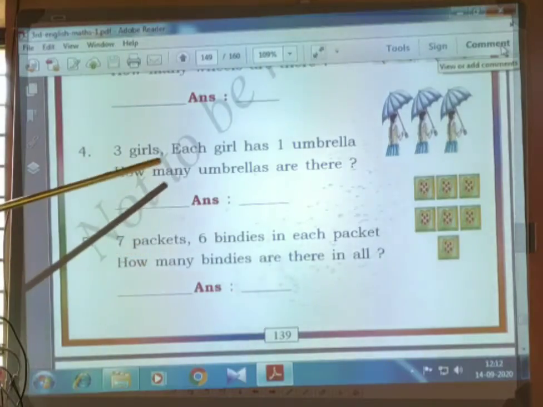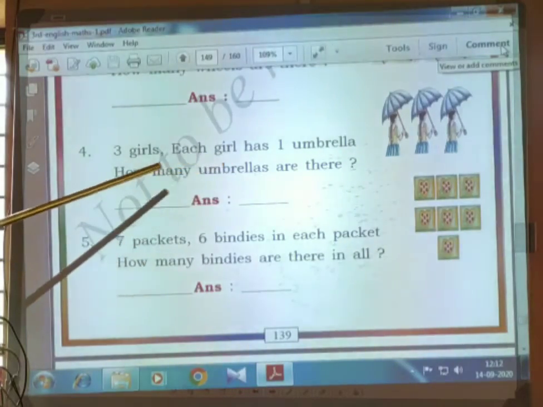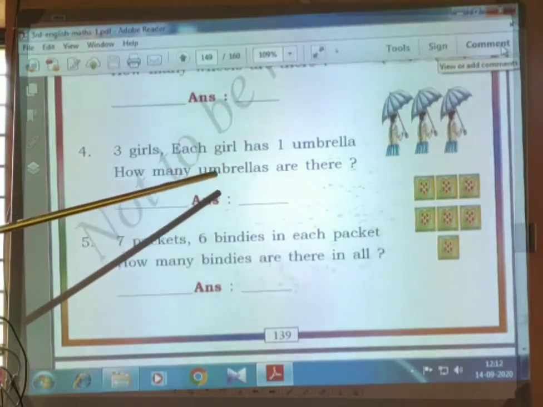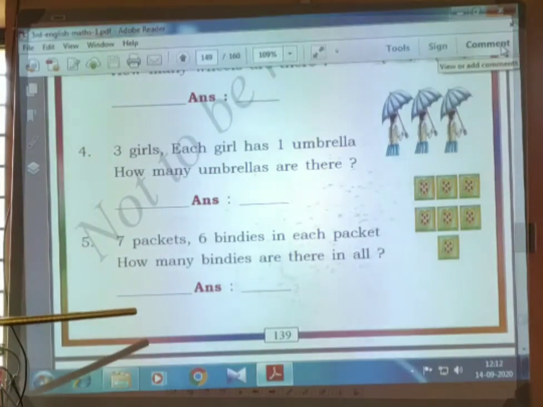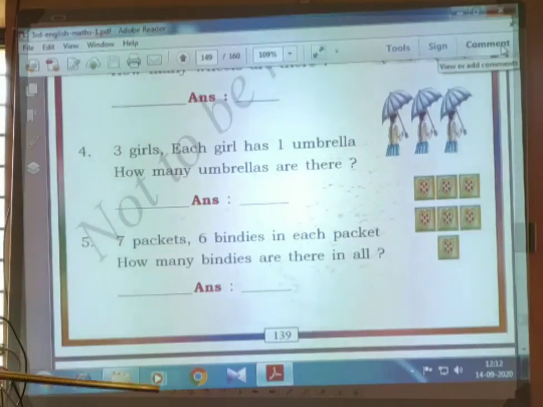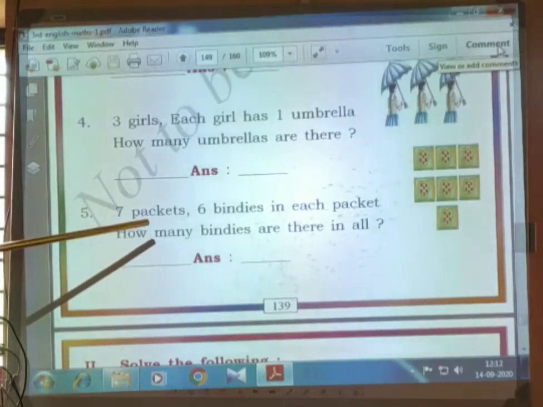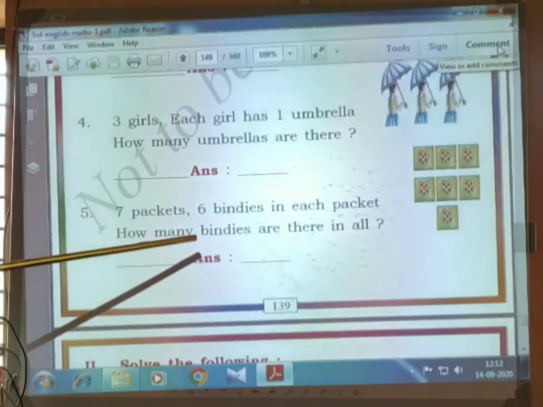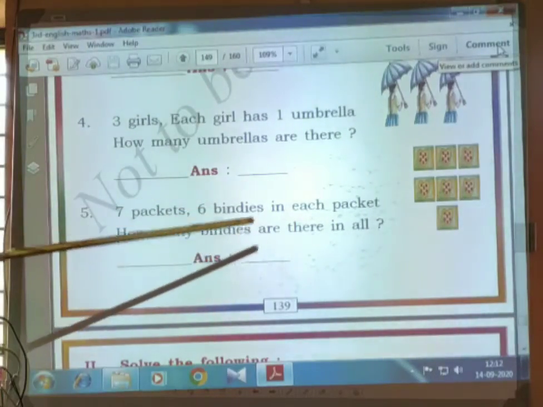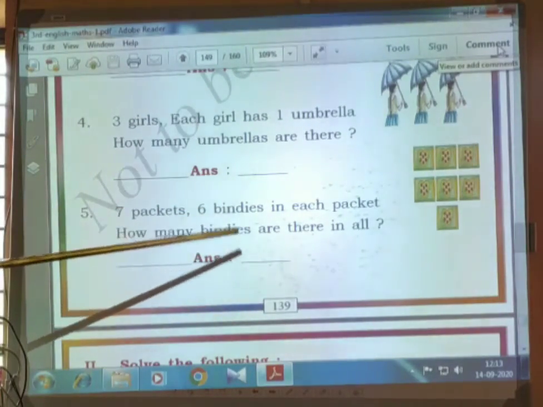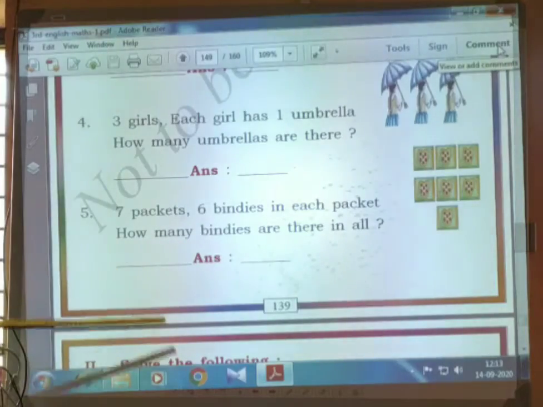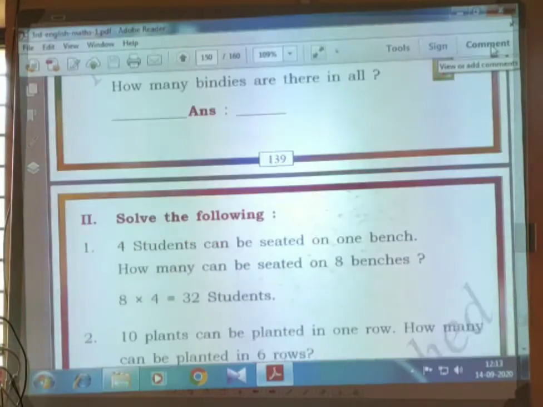3 girls, each girl has 1 umbrella. How many umbrellas are there? 3 into 1 is equal to 3. 7 packets, 6 bindis in each packet. How many bindis are there in all? 7 into 6, 42.